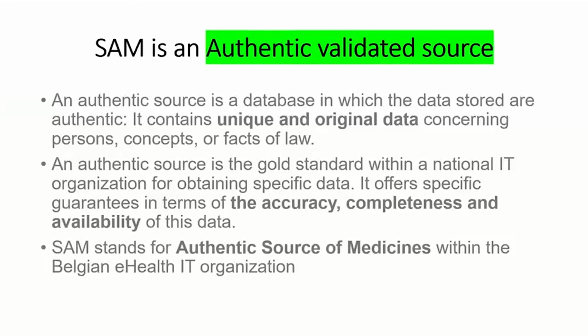So a validated source contains unique and original data about persons, concepts, facts or flows. And the big advantage is that it guarantees the accuracy, the completeness, and the availability of this data to all the systems which are part of the ecosystem.